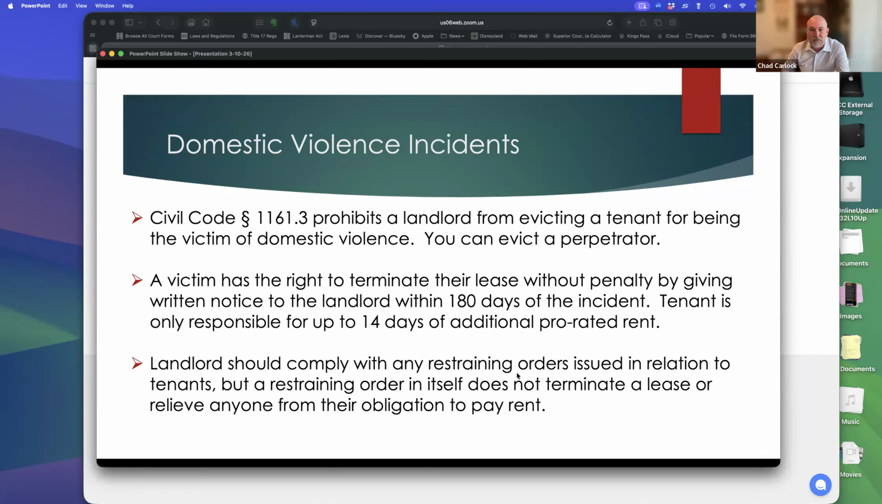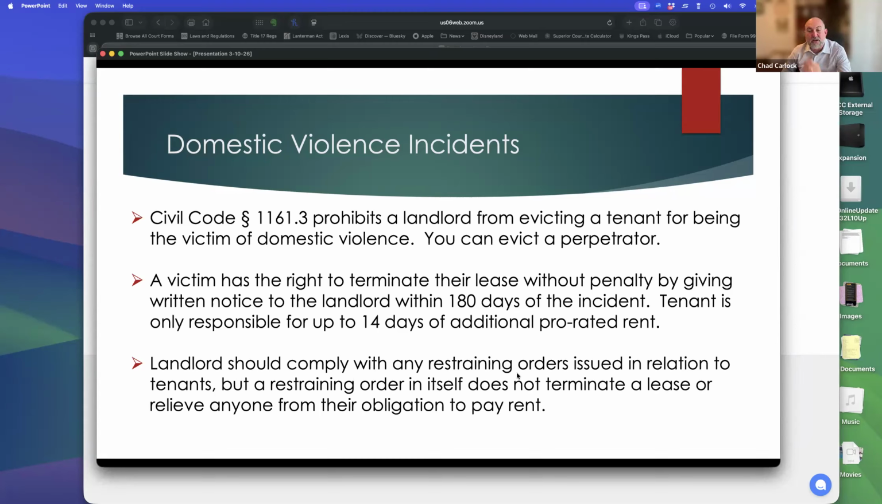So, you can evict a perpetrator. You're not required to, depending on the situation. There may or may not be restraining orders involved. Down at the bottom here, it says, if there's a domestic violence incident and the victim gets a restraining order against the perpetrator that prohibits them from being, typically, within 500 feet of the unit, then you should comply with that, acknowledge that.